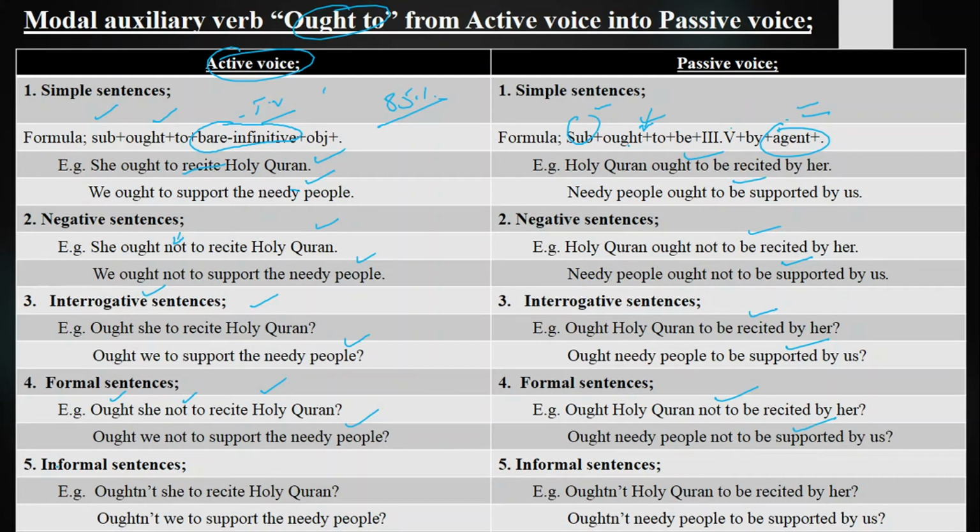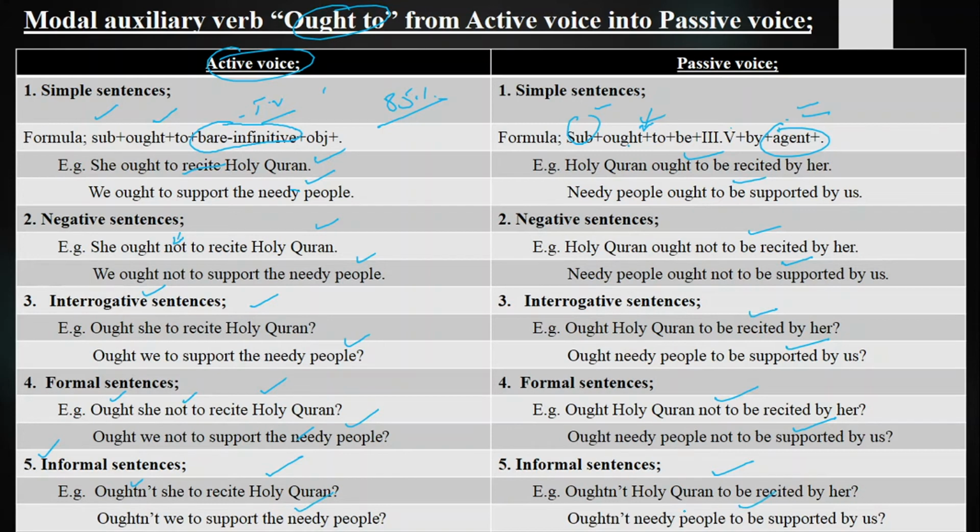Informal sentences, those sentences in which we ask a question, deny the statement, and we ask them in an informal way. We use it with youngers, juniors, or with the one whom you are close with, or you can use it in your friendly atmosphere. Like we say, oughtn't. When ought not comes together, that is oughtn't, the short form. Oughtn't she to recite Holy Quran? Oughtn't Holy Quran to be recited by her? Oughtn't we to support the needy people? Oughtn't needy people to be supported by us?